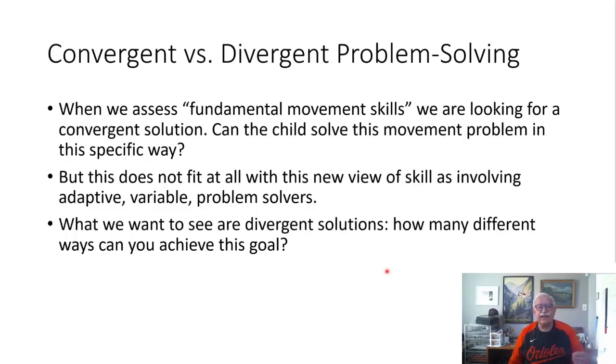So when we assess fundamental movement skills, we're looking for a convergent solution. Can the child solve this movement problem in this specific way? So in essence, we're going to say we don't want to look at these skills this way. But this doesn't fit at all with this new view of skill as involving adaptive, variable problem solvers. I look at my students who are taught to do simple physiological movement patterns, and they do it the same way all the time.